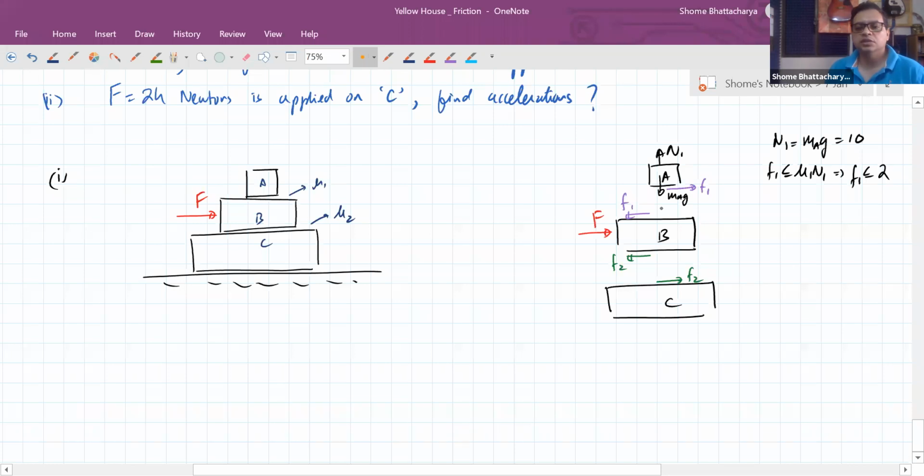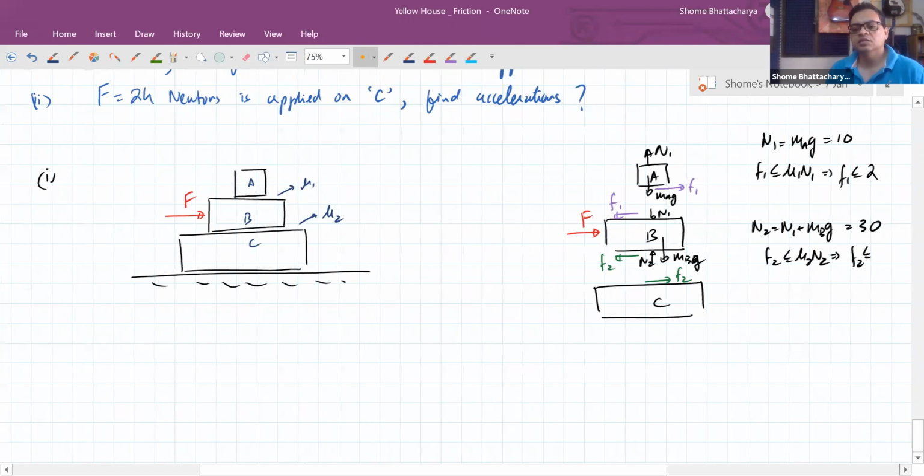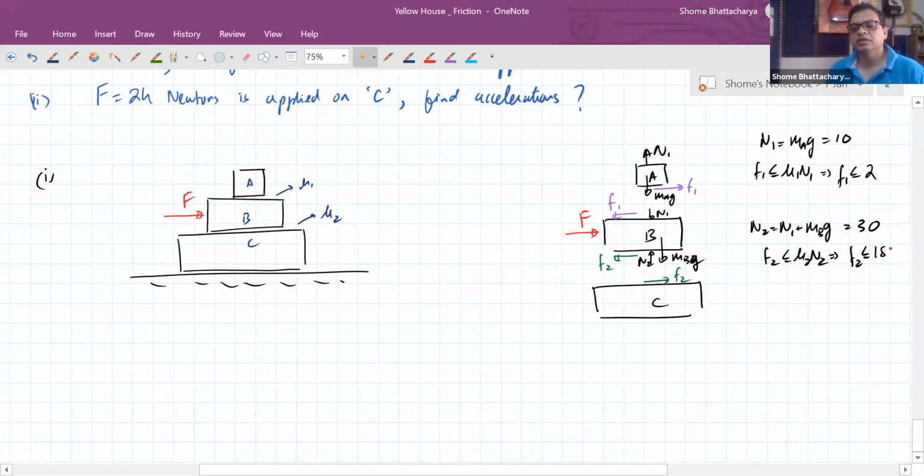Similarly, on this, there is vertical force N1, weight of this block, and another vertical force N2. So N2 is equal to N1 plus weight of the block B. So that will be 30 newtons. So this friction F2 that is acting should be less than or equal to mu2 N2. Now this was 0.6. So 0.6 into 30, so 18 newtons.